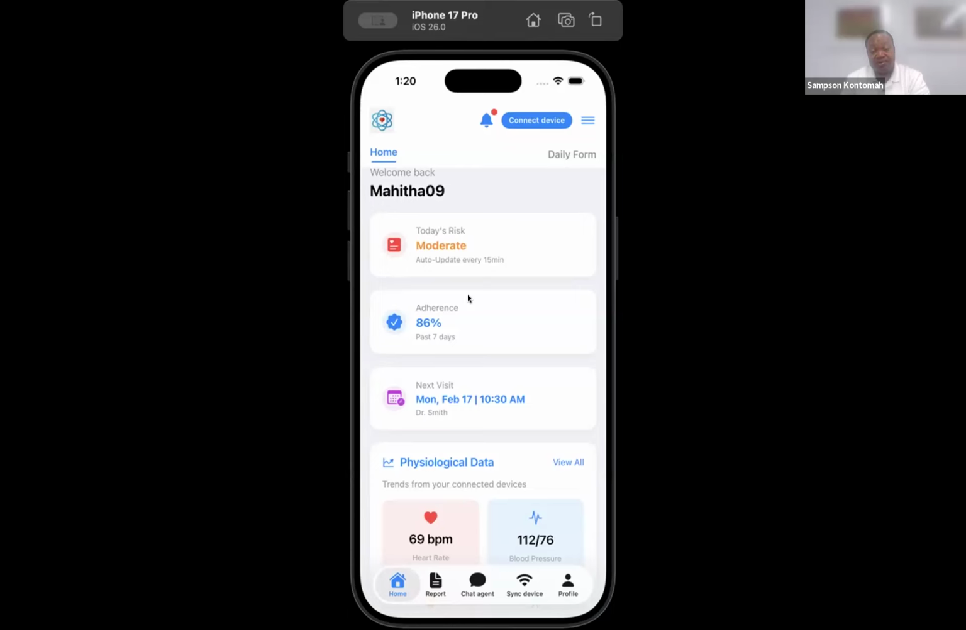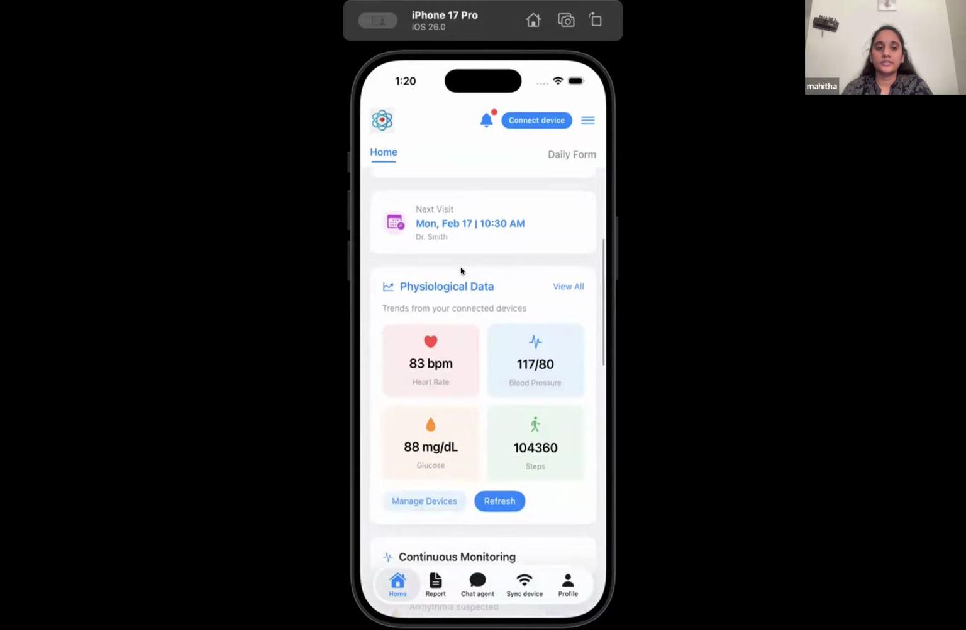So I will hand it back over to Mahita to go through the various sections of the patient mobile app. On the home screen, we have three quick summary cards that update throughout the day: the medication adherence card, today's AI-calculated cardiac risk level, and the third displays the next visit. And below that, in the main dashboard, we have the physiological data, which shows live health data like heart rate, blood pressure, glucose, and step count.